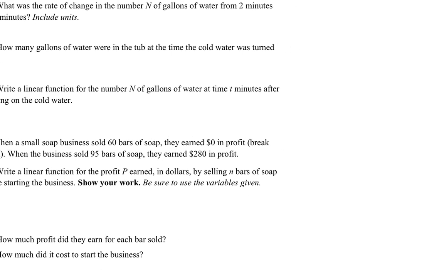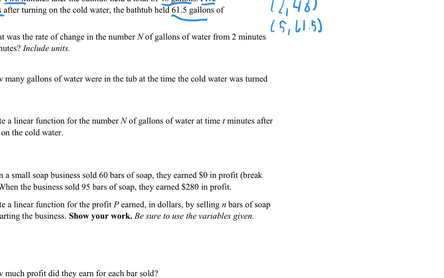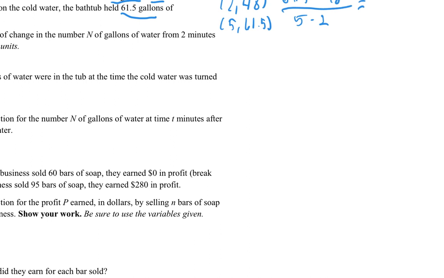So we're going from 2 minutes to 5 minutes. We'll find the rate of change. We know that at 2 minutes, it had 48 gallons, and at 5 minutes, it had 61.5 gallons. Rate of change is another fancy way of saying slope. So what is the slope between those 2 points? Slope is y2 minus y1 over x2 minus x1, so it's going to be 61.5 minus 48 over 5 minus 2. That gets us 13.5 on top, divided by 3, which is going to give us 4.5.